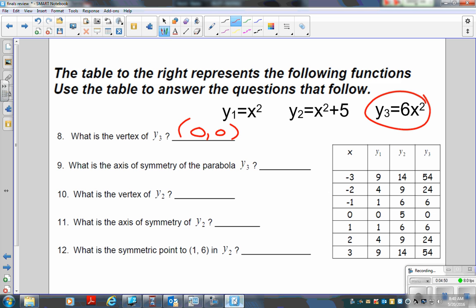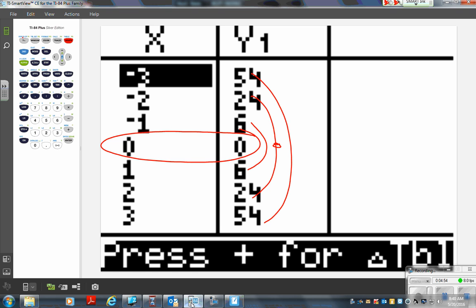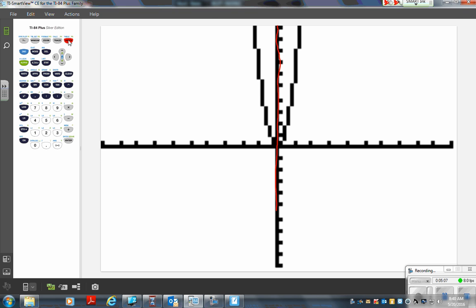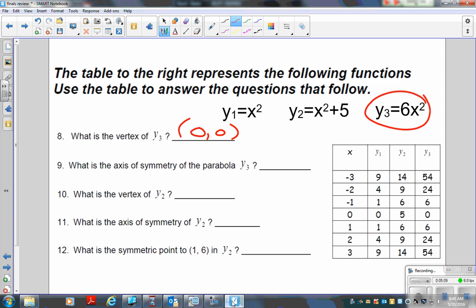The axis of symmetry, y equals 3. Again, the axis of symmetry cuts it in half. So what we can do is we can take a look at the picture, the graph. And we can see where can I draw a vertical line that will cut this in half, and that'll be right there. That crosses the x-axis at 0. So the axis of symmetry will be x equals 0. By the way, axis is an x.